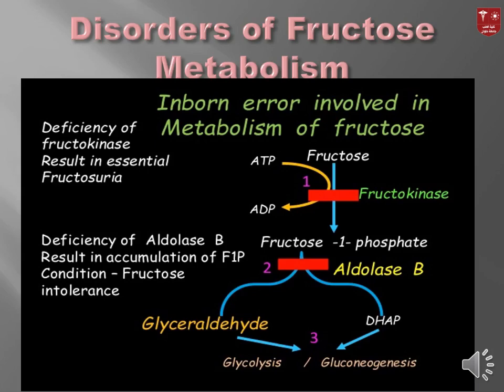So, like we said before, hereditary fructose intolerance is deleterious. It's dangerous because it leads to brain damage, mental retardation, hypoglycemia, liver damage, renal tubular dysfunction.